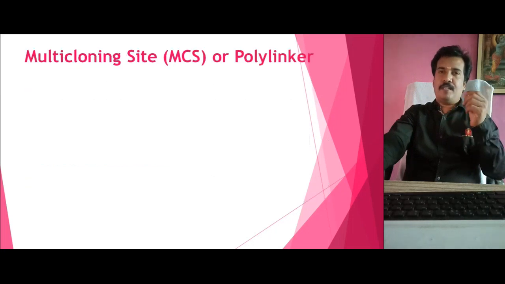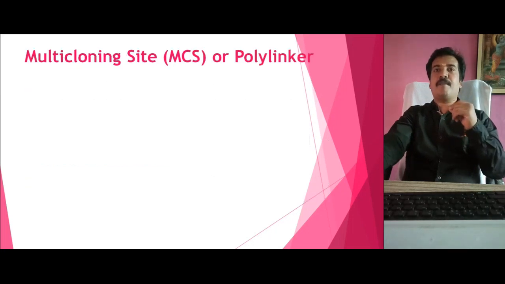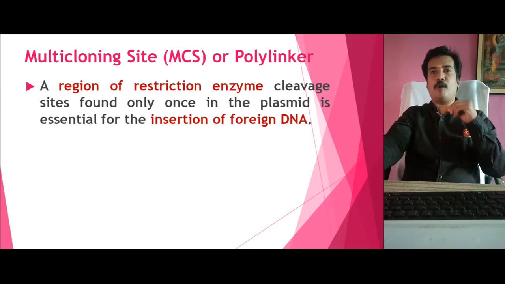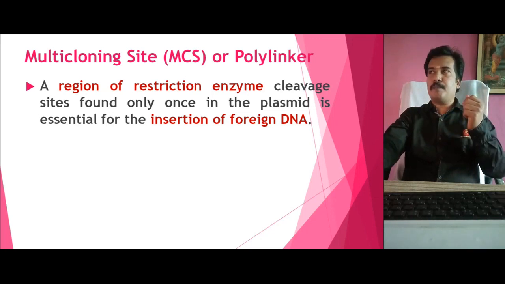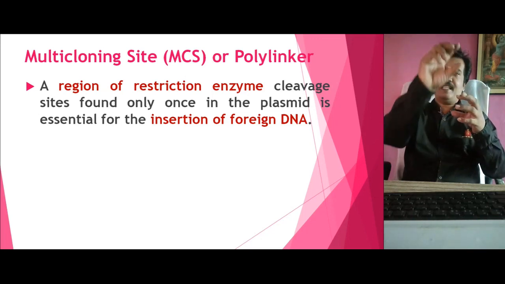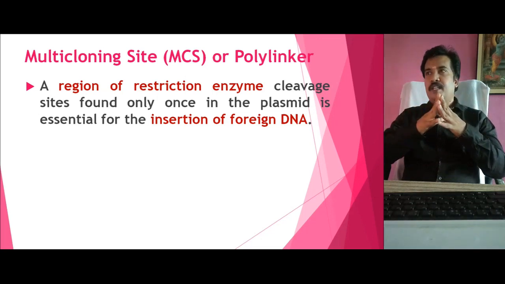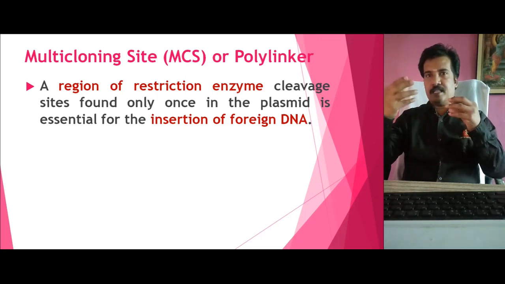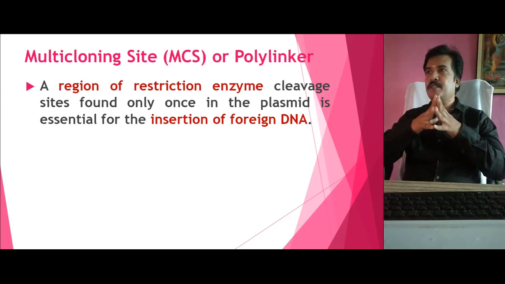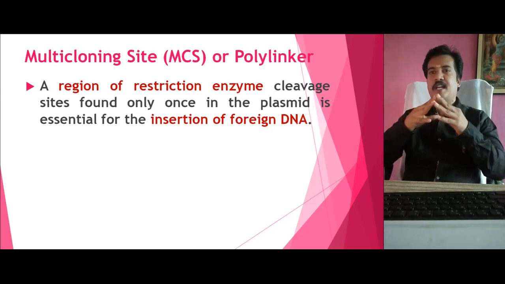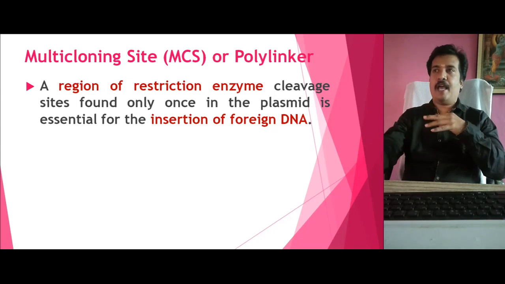Apart from this, the third one is the multiple cloning site. That means the vector should carry a multiple cloning site for the integration of foreign DNA. Similarly, the plasmid has a multiple cloning site. That means it carries a region with various sequences recognized by restriction enzymes, which can be easily cleaved, and the insertion of foreign DNA can happen.